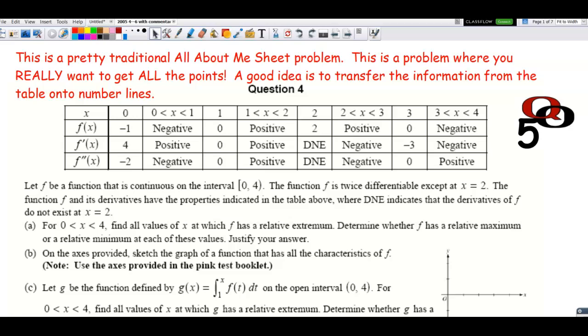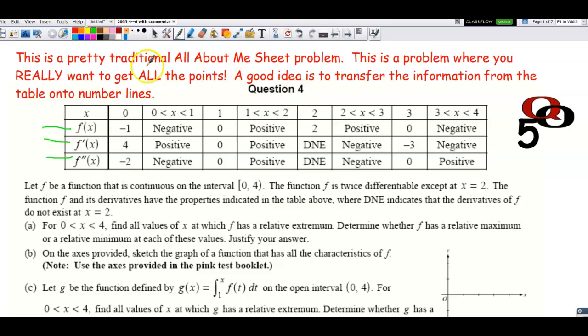I haven't seen too many of these in the most recent free response questions, but that doesn't mean that this year they won't do that. An all about me sheet problem is a problem that you want to get all the points on because it's not that hard. And if you notice, they've given us all the information about an original function, the first derivative, and the second derivative in a table.